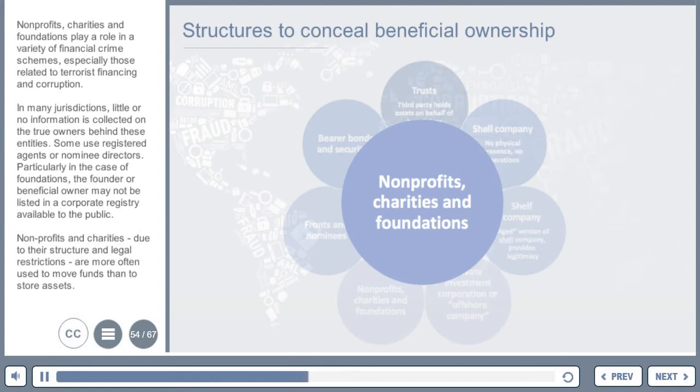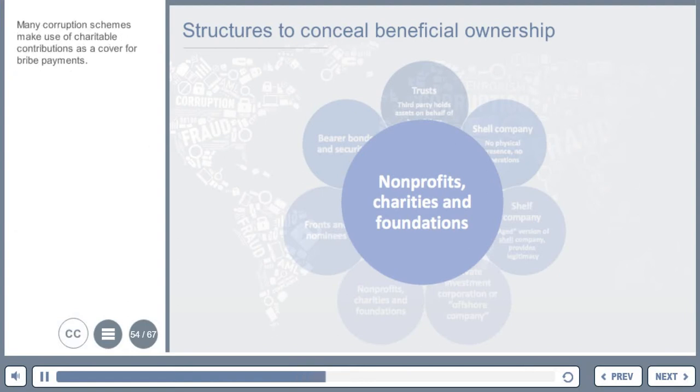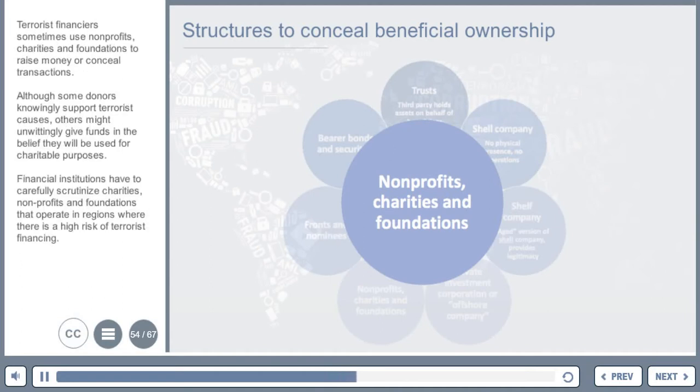Nonprofits and charities, due to their structure and legal restrictions, are more often used to move funds than to store assets. Many corruption schemes make use of charitable contributions as a cover for bribe payments. Terrorist financiers sometimes use nonprofits, charities, and foundations to raise money or conceal transactions. Although some donors knowingly support terrorist causes, others might unwittingly give funds in the belief they will be used for charitable purposes. Financial institutions have to carefully scrutinize charities, nonprofits, and foundations that operate in regions where there is a high risk of terrorist financing.